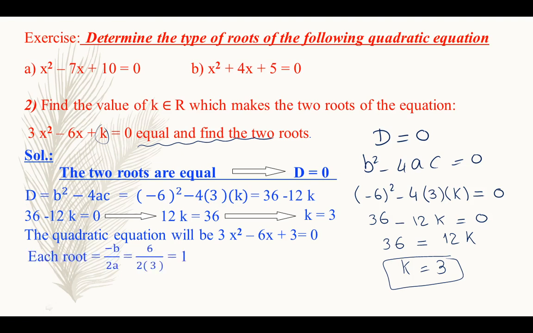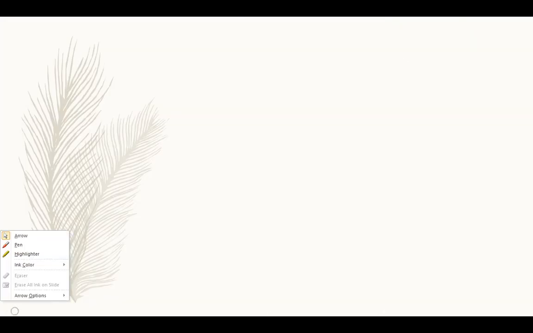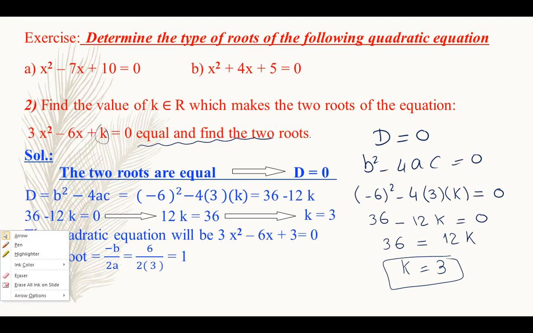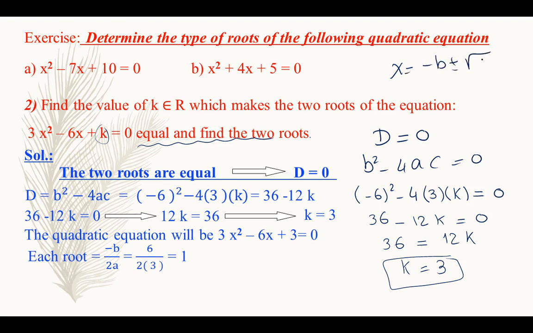Each root will equal negative b over 2a, and I will explain it for you. We all know x equals negative b, plus or minus the square root of the discriminant, which is b power 2 minus 4ac, over 2a. Since the quadratic equation has two equal roots, the discriminant equals 0. So the two roots equal negative b over 2a. Here each root will be negative b over 2a.